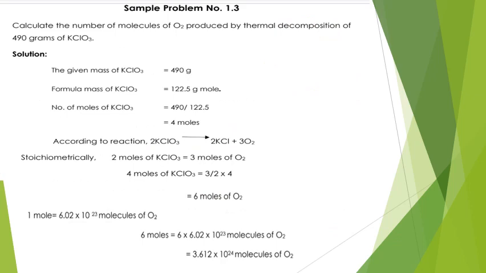Now, there is another important sample problem given in your book. It is asked in the final exam also. Maybe there is a change in the values given, or maybe the same values are mentioned there. Calculate the number of molecules of O2 produced by thermal decomposition of 490 grams of KClO3.